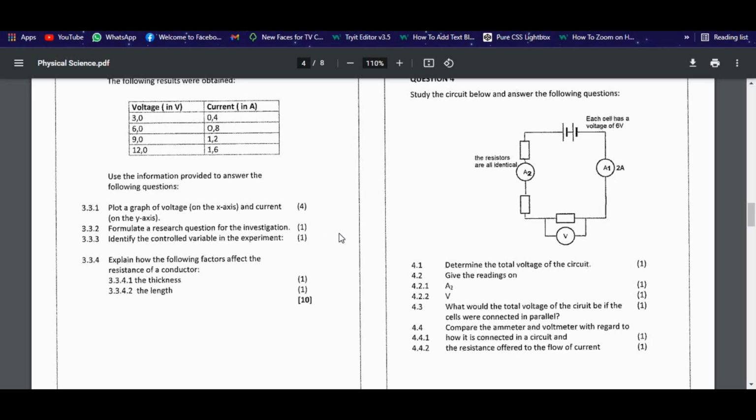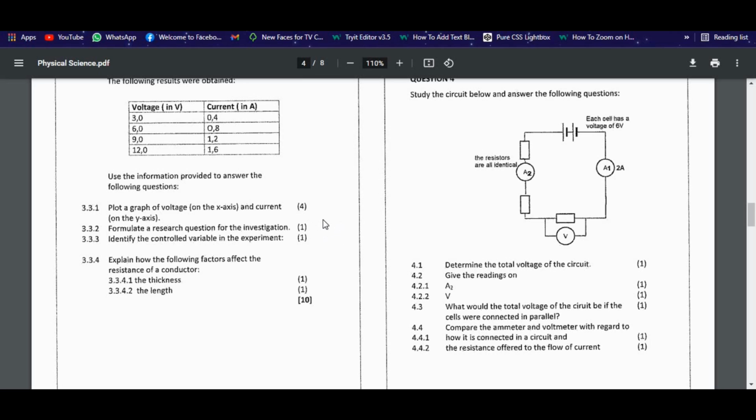So you have to plot a graph of voltage on the x-axis and current on the y-axis. And then you need to give a research question for the investigation. This will be a great question. What's a research question for it? And identify the controlled variable. And then let's also explain how the following factors affect the resistance of a wire. So that's basically remembering the factors of resistance.